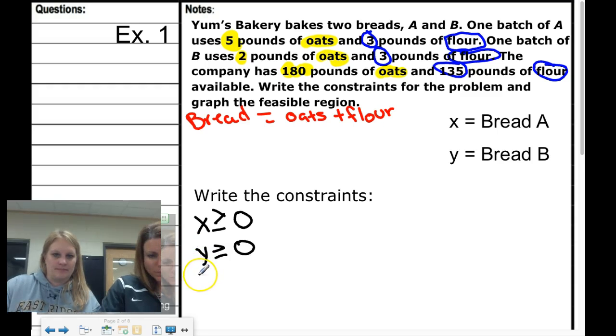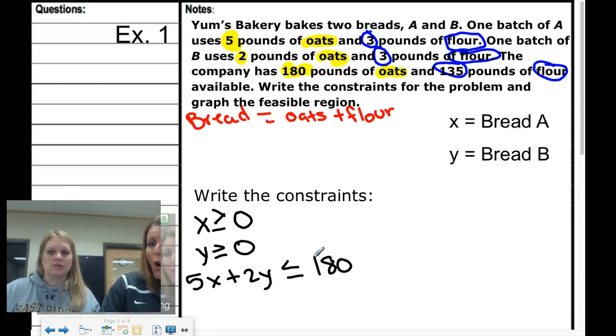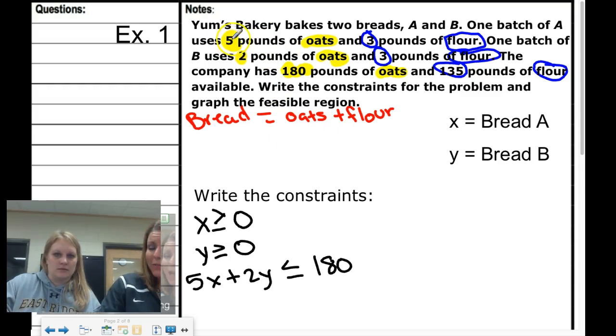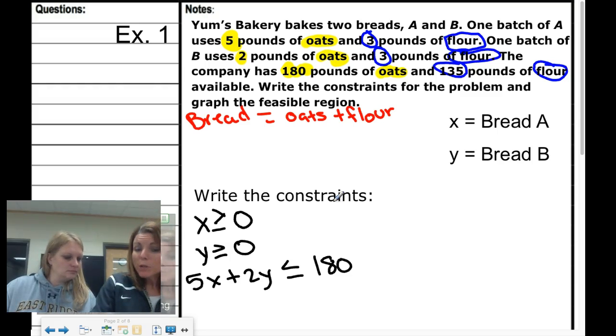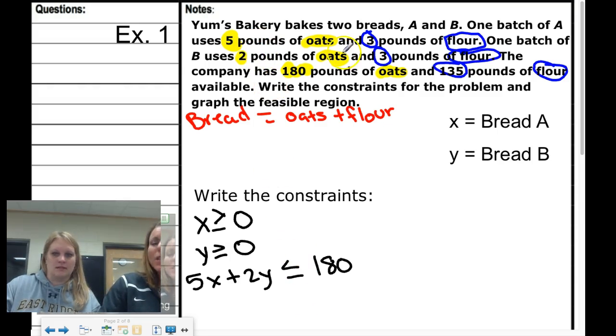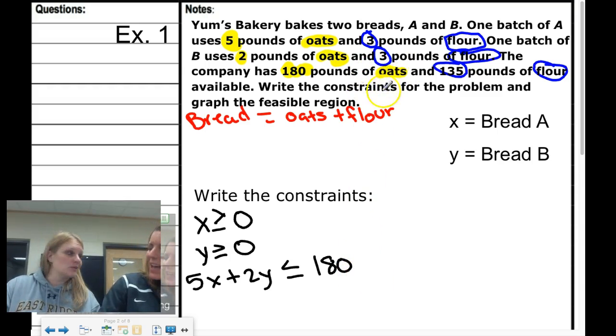5X plus 2Y is less than or equal to 180. So let's talk about that. We know that bread A is made up of oats and flour. So each batch of A uses 5 pounds of oats. So that's why we take 5 times X, because X is the number of batches of bread A. Plus bread B is made up of 2 pounds of oats. Thus, 2Y. That's less than or equal to 180 because that's how many oats the company has.